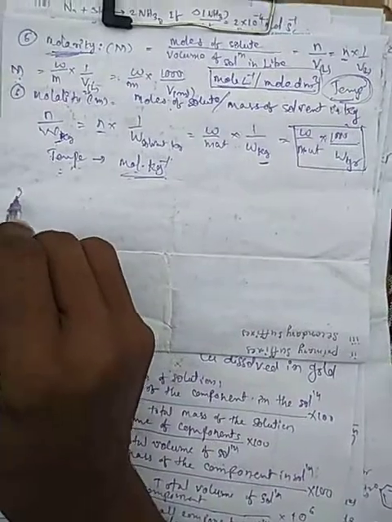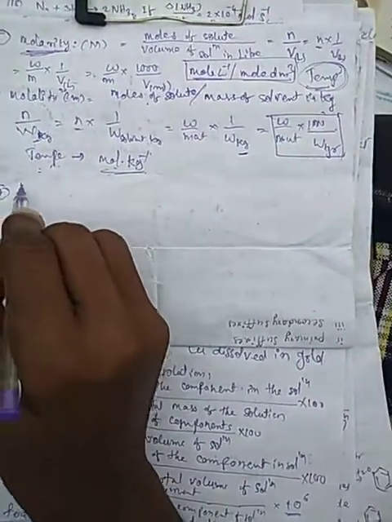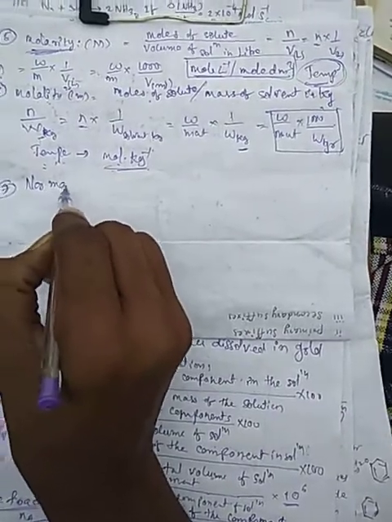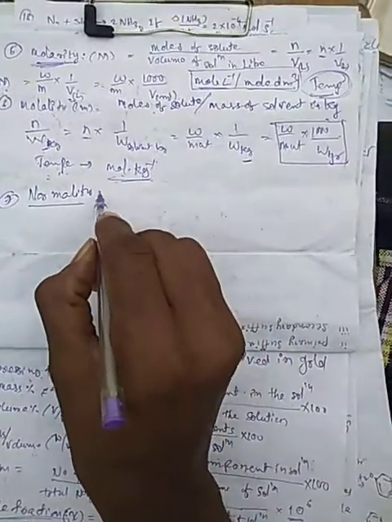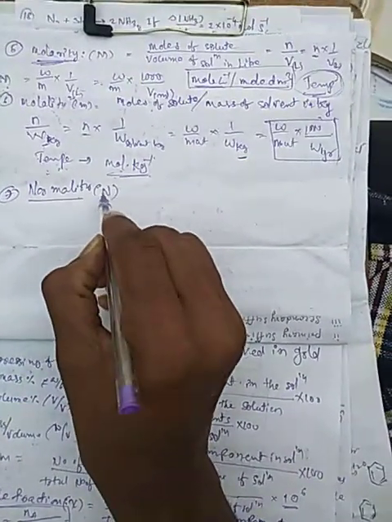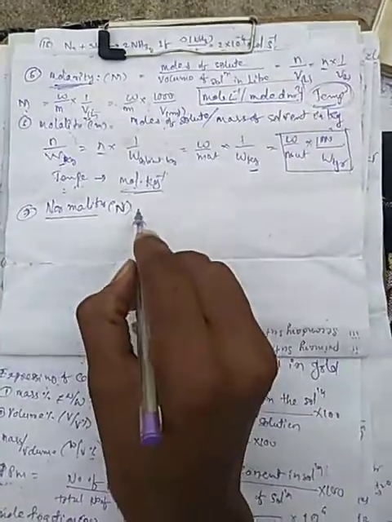Now the seventh one I am going to explain, that is normality. It is the next concentration term. It is represented by capital N.